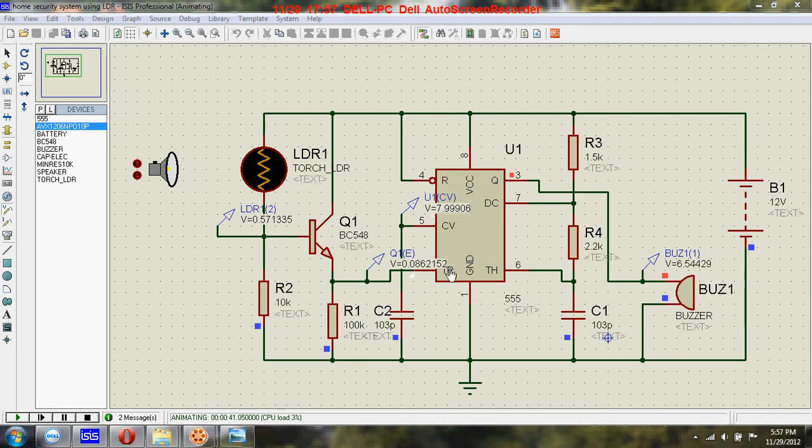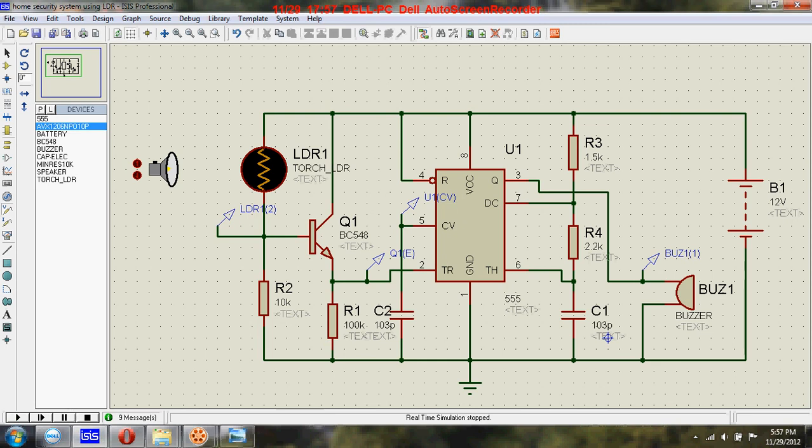Look, the value here, trigger input is less than half of this control voltage, and that's why we are seeing a high on this output 3 or pin number 3.